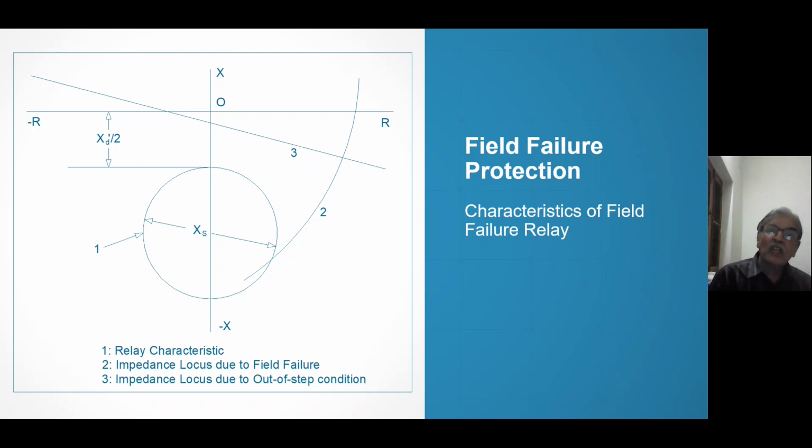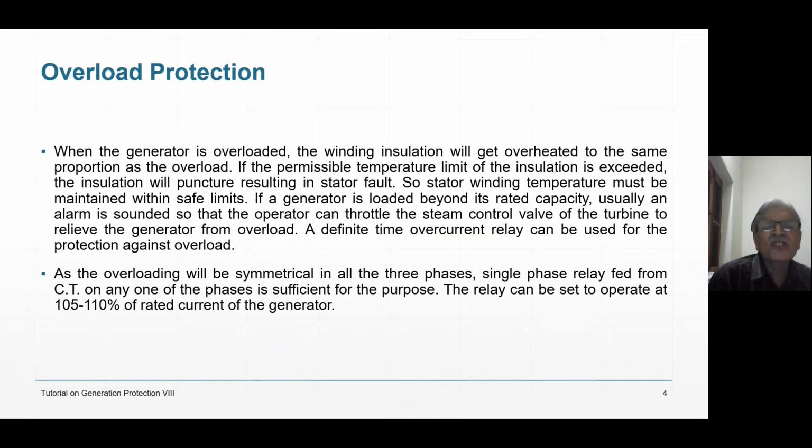So this way, field failure is time delayed too. If the total system is not under danger, it is time delayed; it is instantaneous if the total system is in danger. So it is a little complex, but it is class B protection. So that is field failure protection. Then next is overload protection. Overload protection is not very stringent. It's not very complex. Overload means consumers are taking more load than what is generated.